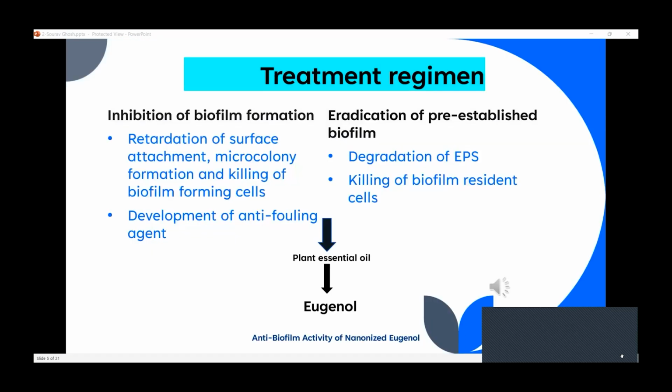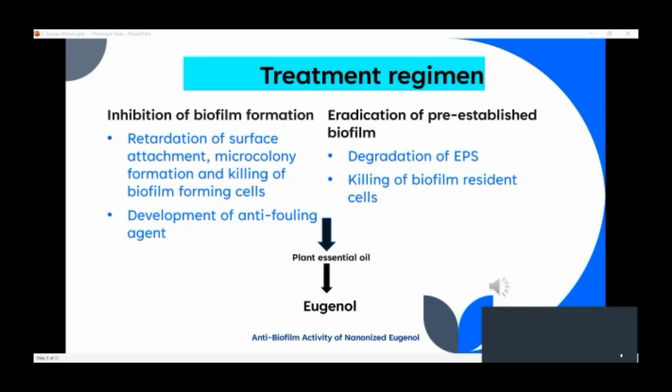We have to find out such kind of treatment regimen which should have both the capabilities of inhibition of biofilm formation as well as eradication of pre-established biofilm. Inhibition of biofilm formation strategies include retardation of surface attachment, microcolony formation, and killing of biofilm forming cells so that each and every step of biofilm formation can be prevented. Another strategy is development of anti-fouling agent so that we can get an effective coating agent for biomedical devices to inhibit the bacterial colonization. Another strategy is eradication of pre-established biofilm, which includes degradation of EPS so that biofilm residing cells are exposed to the antimicrobials, and killing of biofilm resident cells to stop further infection at different sites.